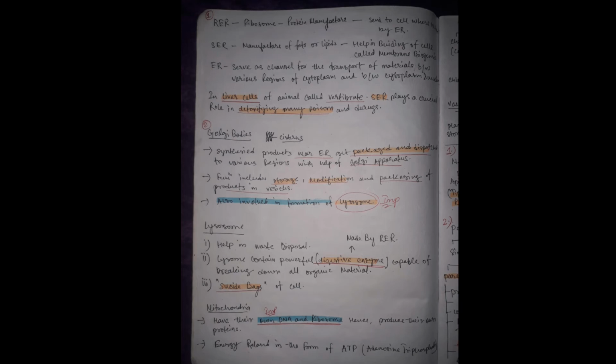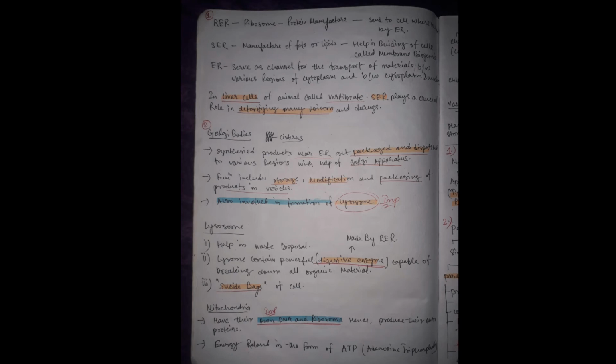Second is Golgi bodies. Golgi bodies consist of a system of membrane-bound vesicles arranged approximately parallel to each other in stacks called cisternae. These membranes often have connection with the membranes of endoplasmic reticulum. Its functions include the storage, modification and packaging of products in vesicles. The Golgi apparatus is also involved in the formation of lysosomes.